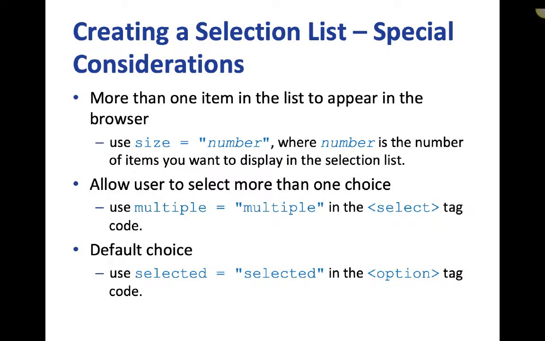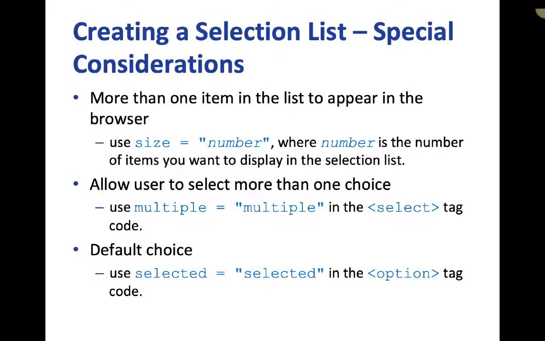You can modify selection lists so that more than one drop-down item appears. You can use the size attribute and place a whole number in there and determine how many options you want to display in the selection list by default. You can allow the users to pick multiple ones by giving that attribute. And of course, the selected one that I showed you earlier is the default one that will show whenever the form is loaded.